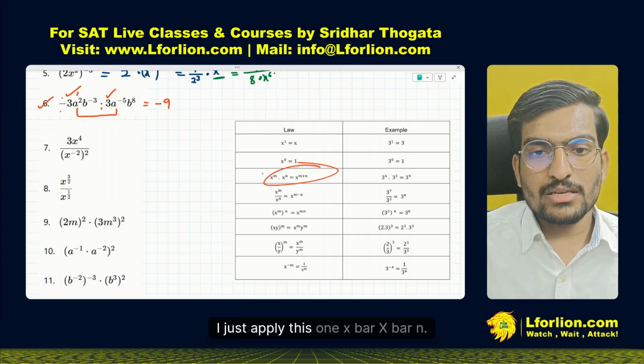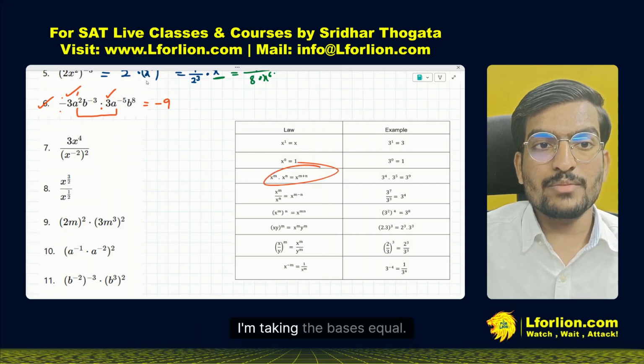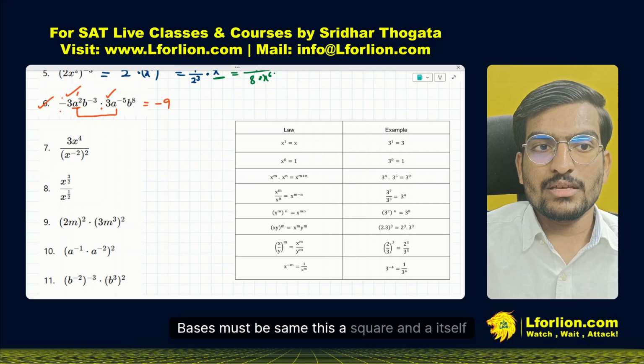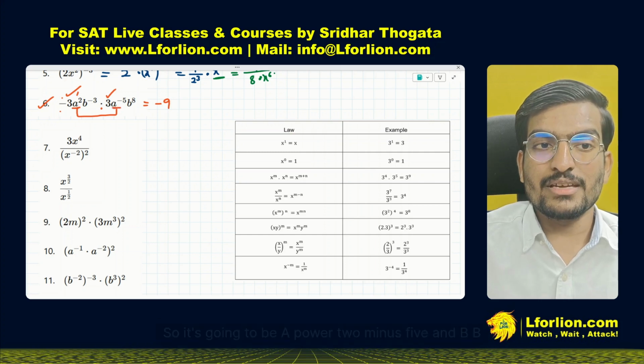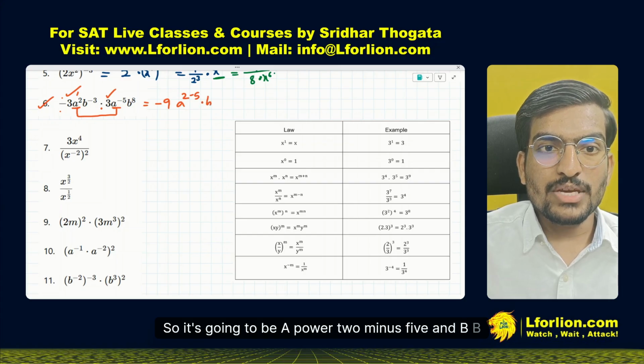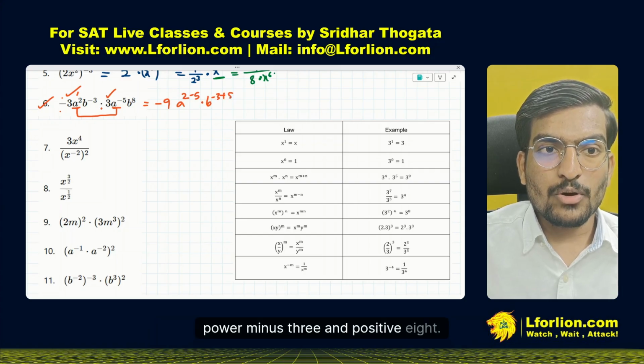And then a square, a power negative 5. I just apply this one, x power n. I'm taking the bases equal. I'm not considering a square and b power 8. No, we can't do that. Bases must be the same. This a square and a itself have the same base. So it's going to be a power 2 minus 5 and b power negative 3 and positive 8.